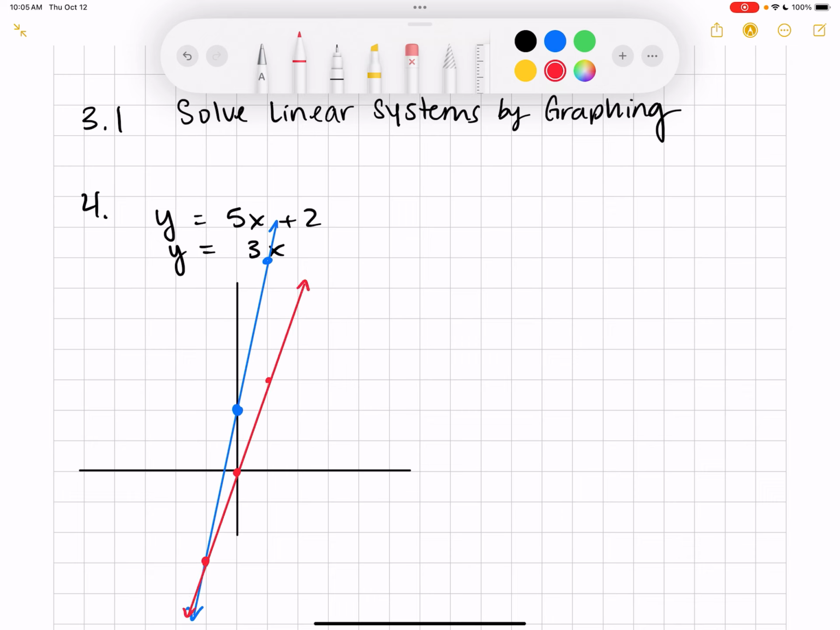Sometimes, typically with a positive slope, our tendency is to go up and right. But sometimes we actually need to go down and back in order to get that point of intersection. So this point here would be the point -1, -3. And so then we plug it back in to check. I'm going to plug it into the bottom one. So -3 is equal to 3 times -1. -3 equals -3. So we're good. Technically, you should really check it in both, but I'm only going to make you check it in one of them.